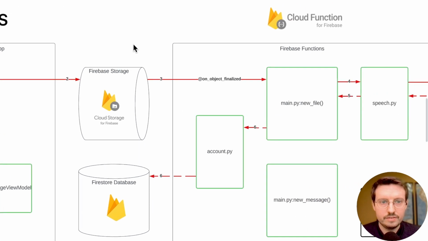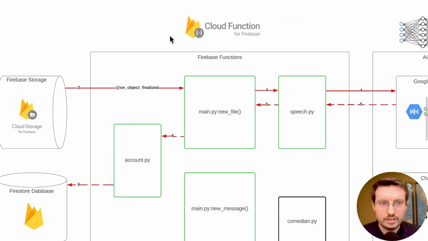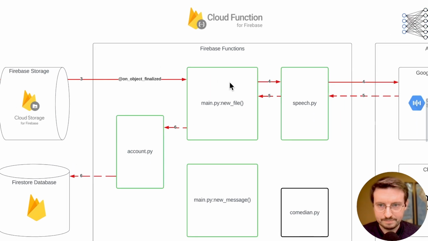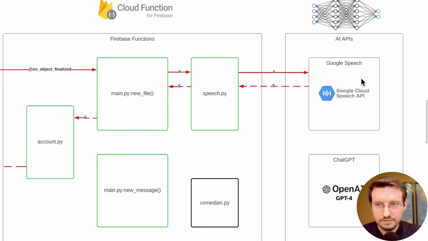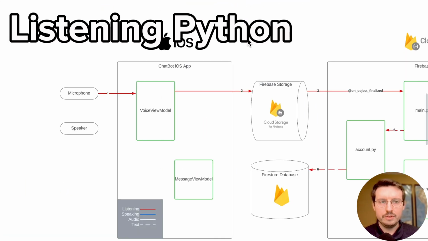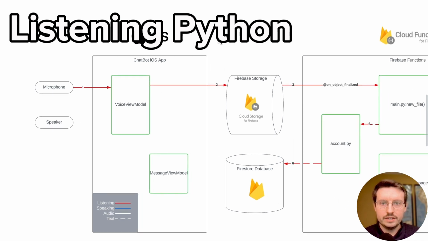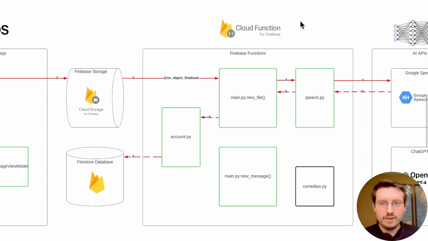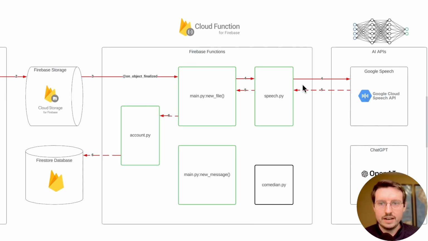And so next, what we're going to want to do is take on object finalized for this file, and then send it off to Google Speech and then create a new message based on it. So now that we've recorded the audio and stored it into a file and then placed it into Firebase storage, we can work on taking this audio file and turning it into text. And we'll do that by passing it to Google Speech.